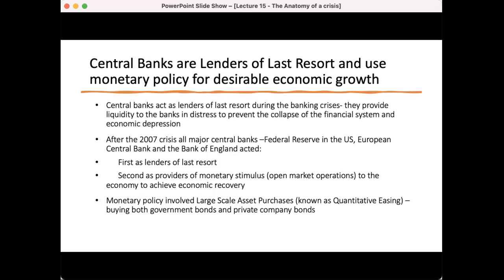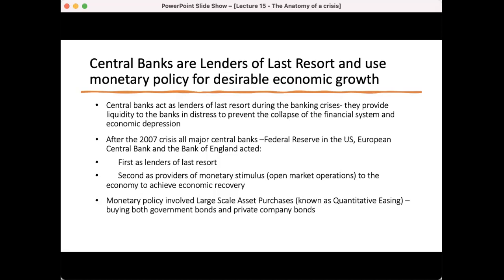After the 2007 crisis, all major central banks acted first as lenders of last resort, but then secondly as providers of monetary stimulus, referred to as open market operations, in order to achieve economic recovery. And I think that's the most important point here: the activities of central banks are geared towards achieving economic recovery and desirable economic growth.